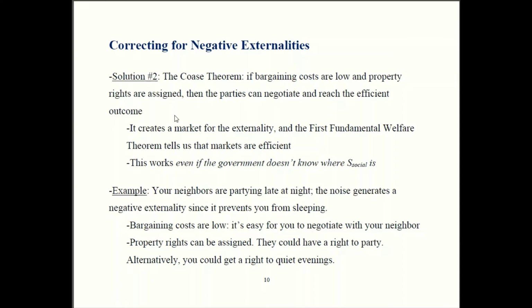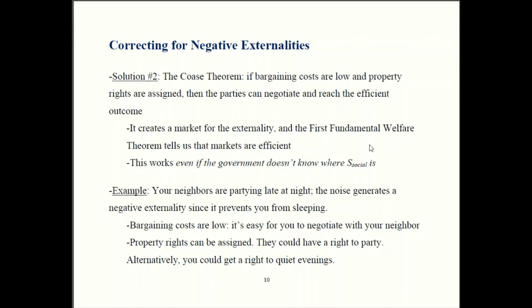So how can we be so sure that this will work? Well, it actually comes back to our friend, the first fundamental welfare theorem. So our first fundamental welfare theorem told us that markets are efficient under some conditions. The problem with things like pollution is that there's no market for it. So if there's no market for that good, then our theorem doesn't apply and we don't get efficiency. Or I should say, we're not guaranteed efficiency, if I'm being more precise here.